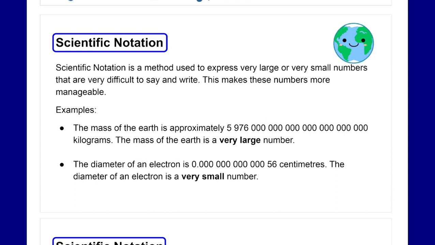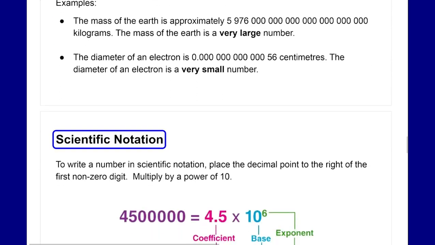So if I were to try to say that out loud, I don't know what that number is. I don't know what the units or the placeholders are. Right? It's more than a billion. It's more than a trillion. I'm not too sure exactly what it is. So it's difficult to say. So that's where scientific notation can come in handy.